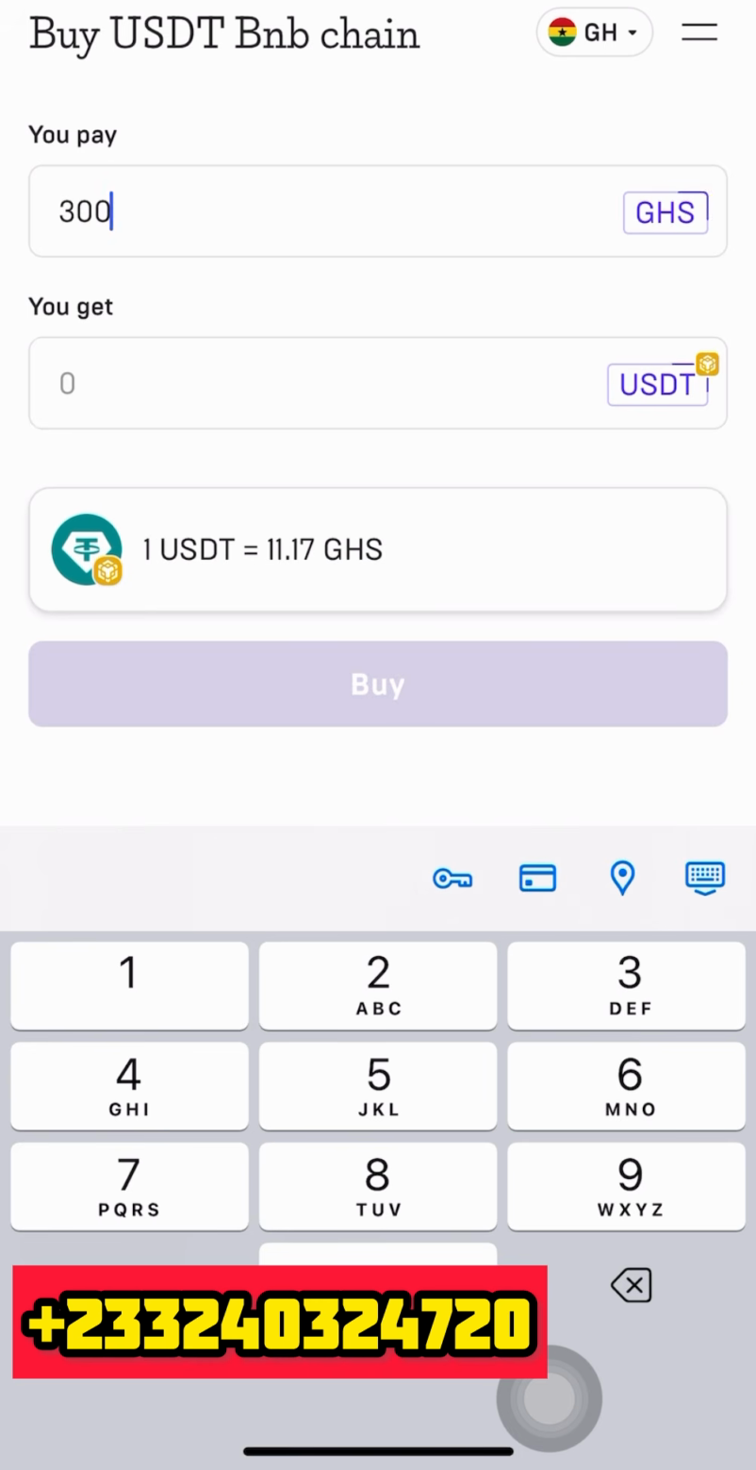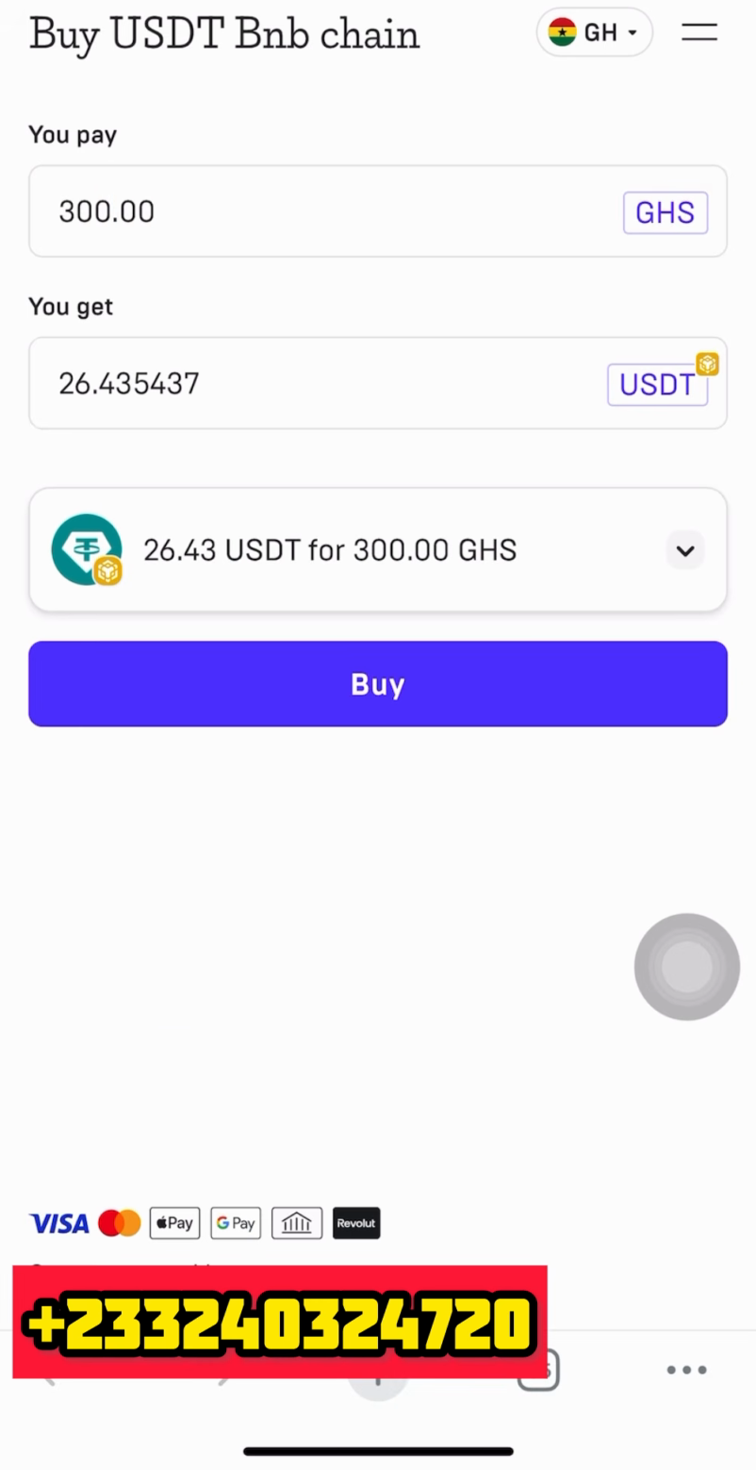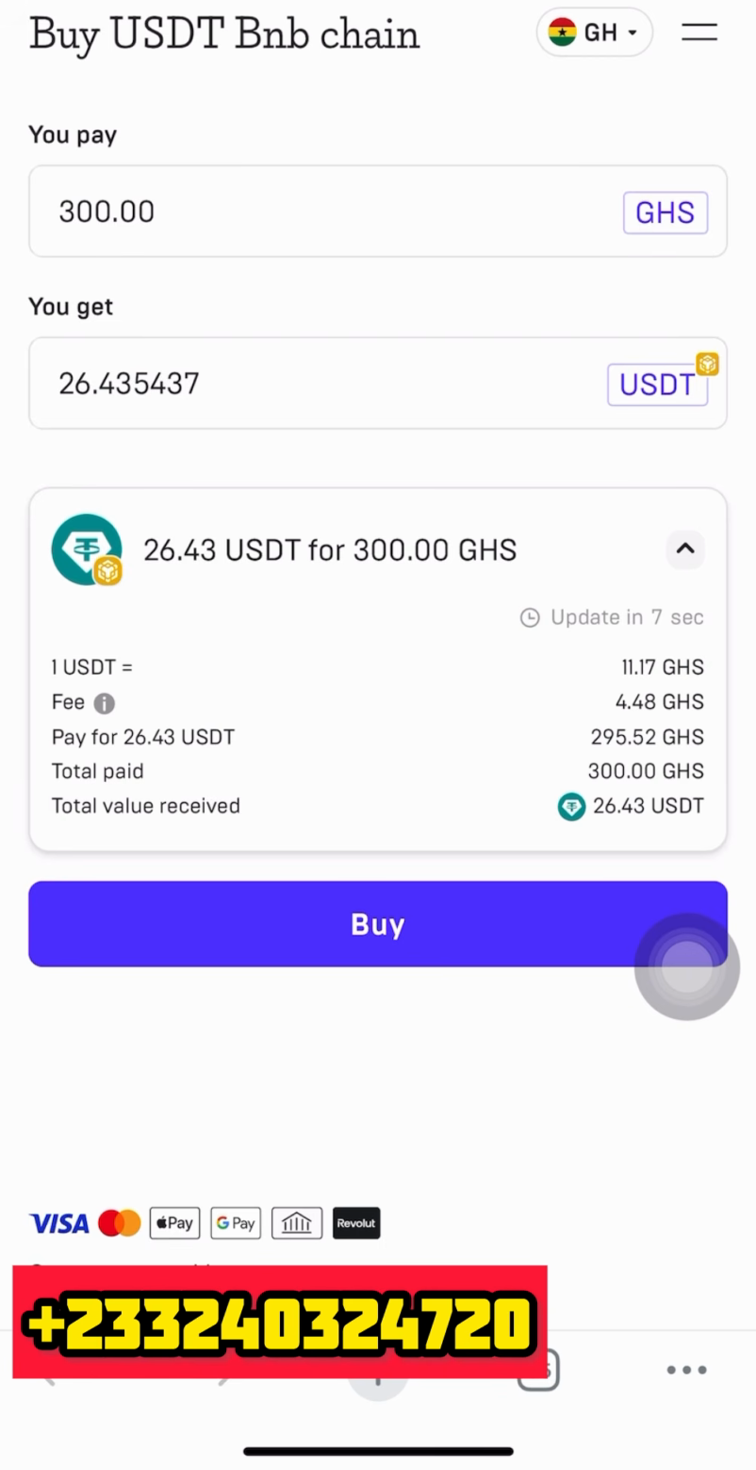So here's the app. So let me start from 300 cedis. That one is the normal thing for everyone. 300 cedis. Yeah. So if I come here, you can see that for one USDT, I will spend 11.17 Ghana cedis to get one USDT, right? And they will charge you a fee of what? 4.48 Ghana cedis. Yeah. And I think some people were saying that when you use it to trade like 5 times, the bank blocks it. No, we have a way of doing it, and I will show you all these things.